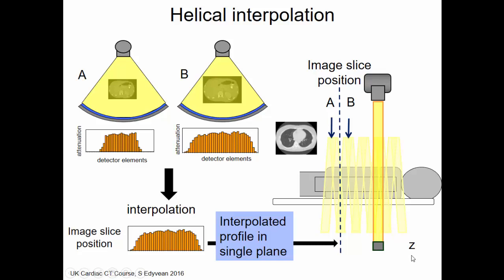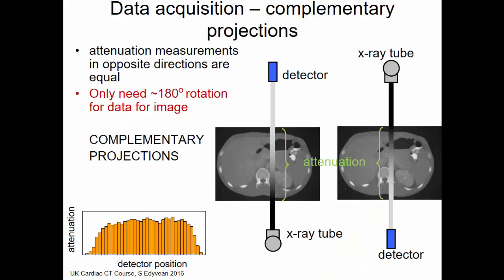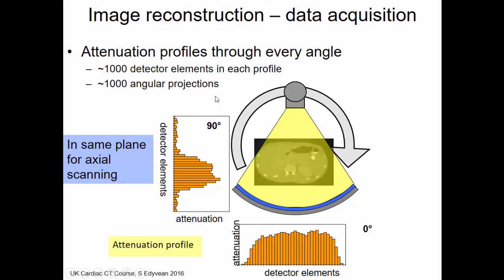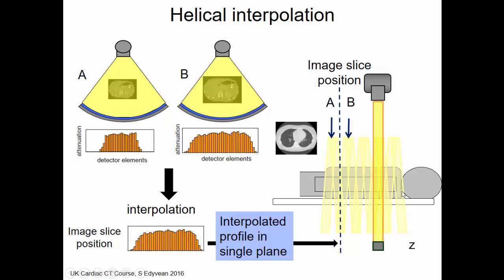Now I mentioned earlier that there's axial scanning and helical scanning. So with axial scanning, the couch is stationary, and the tube and detectors rotate in one position. So you've got a relatively simple procedure for then unraveling these attenuation profiles. But a lot of scanning happens with helical scanning, and as I said, that's where the couch moves forward at a constant speed, and the tube and detectors just carry on rotating, and the detectors carry on acquiring.